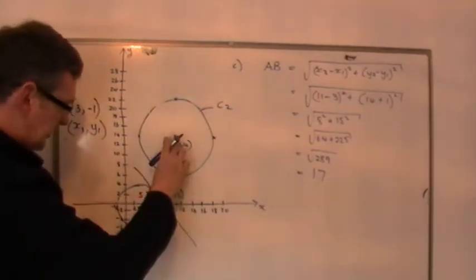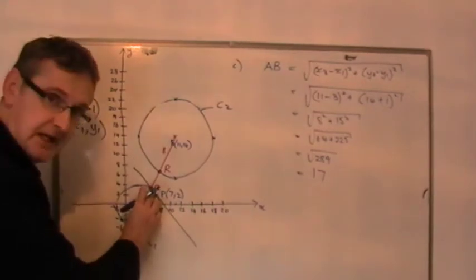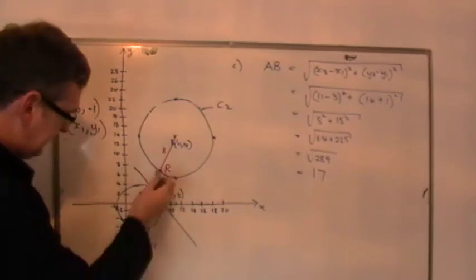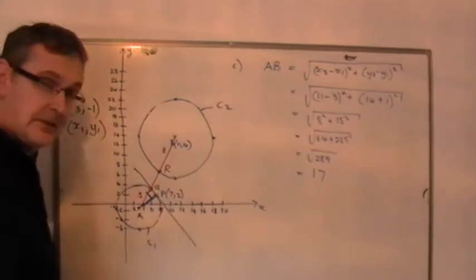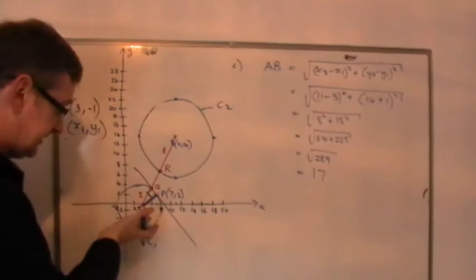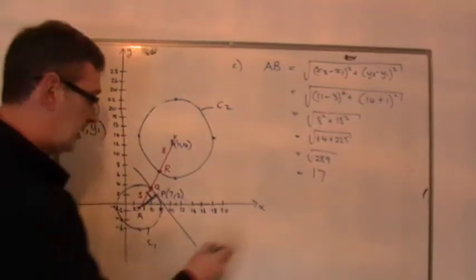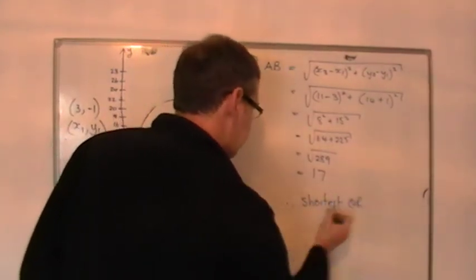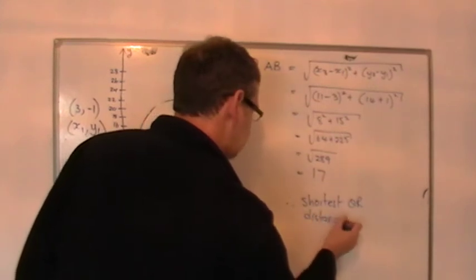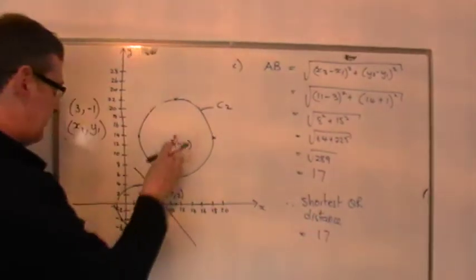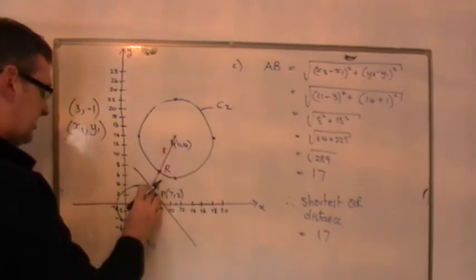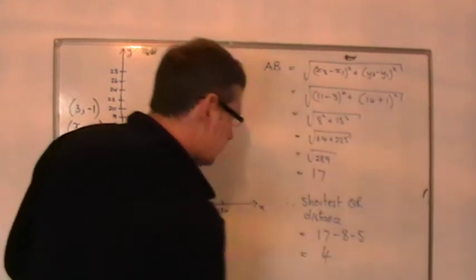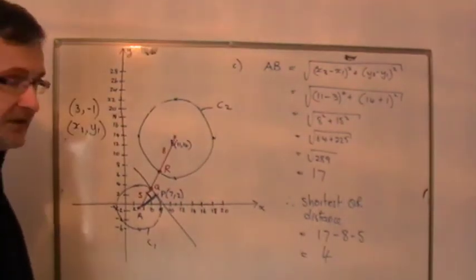Okay, so if the radius of the big one is 8 and the radius of the small one is 5, 8 and 5 make 13, that obviously means that the gap in between from Q to R, if it's going to be as short as possible, must look like that distance from Q to R. So therefore the shortest Q to R distance that is absolutely possible is simply the 17, the gap between the two, take away the 8, take away the 5. And if you do that, the shortest distance, Q to R, is a distance of 4.